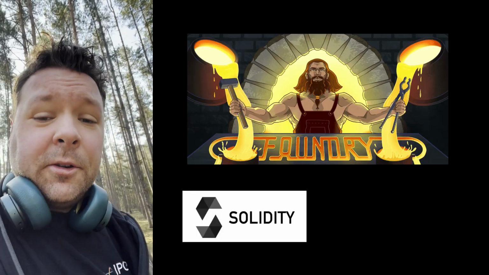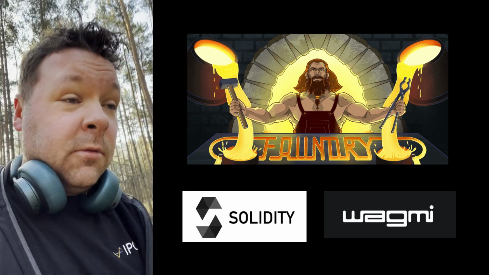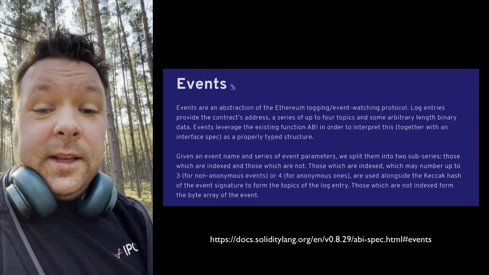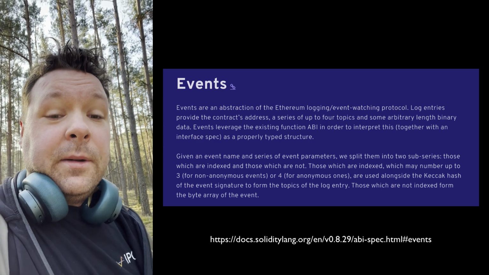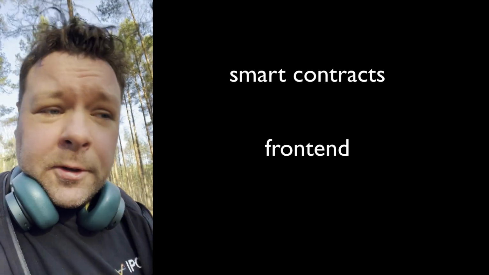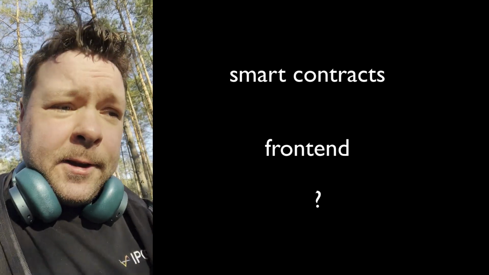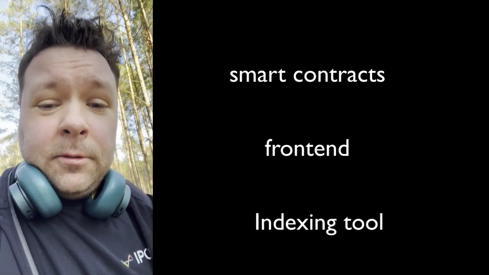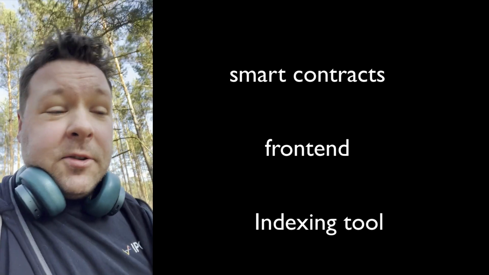You can write some smart contracts, you can make some front end for your app, but what would you do when it comes to indexing events, for example, to keep the state of the previous blocks? So you get smart contracts, you get front end, and the last, probably missing part, the thing you didn't think about, is an indexing tool. You need that to create a full stack application actually.